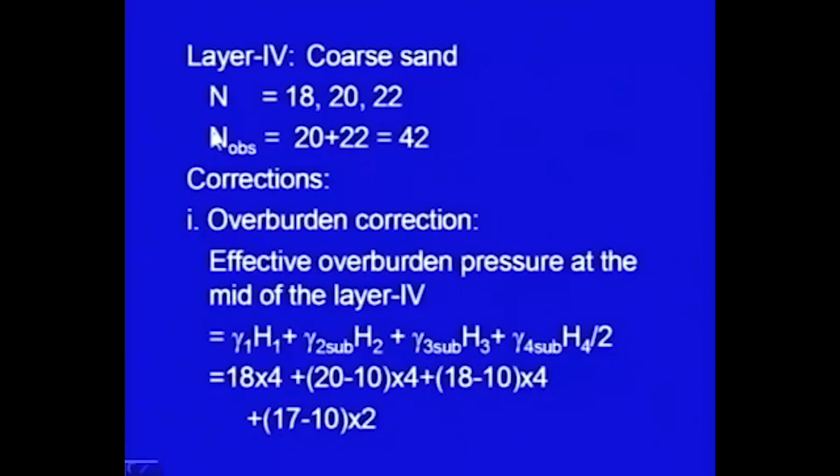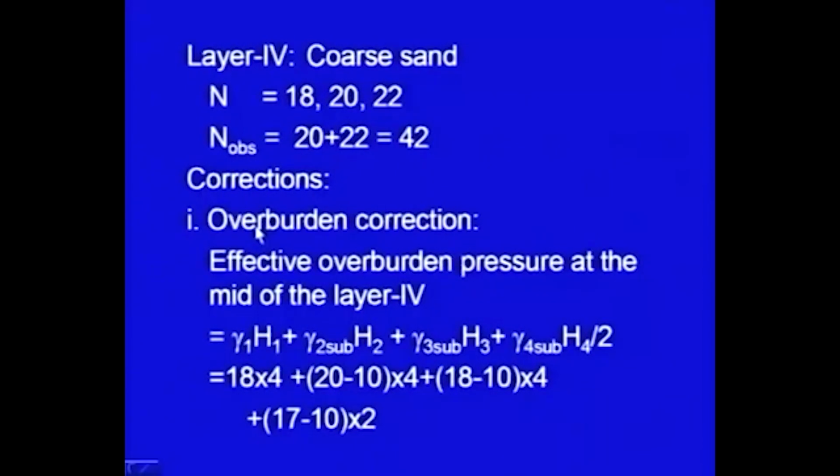Let us now go to layer number 4. It is a coarse sand layer. The number of blows observed in the field were 18, 20 and 22. We discard the first value. So N observed for 30 centimeter penetration is 20 plus 22, that is 42.